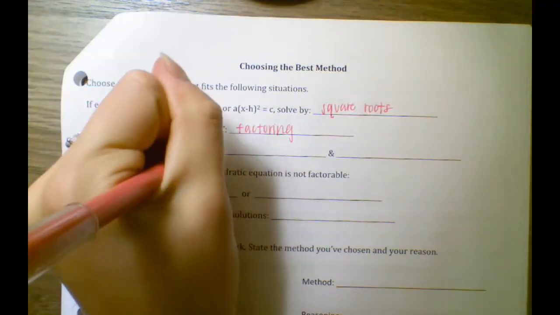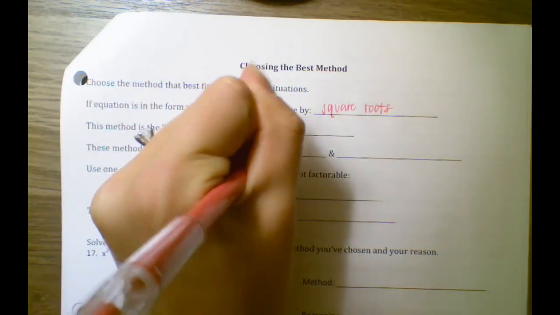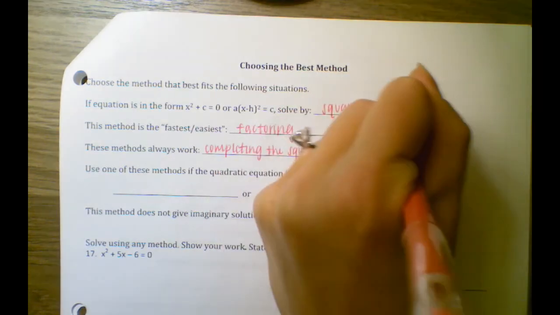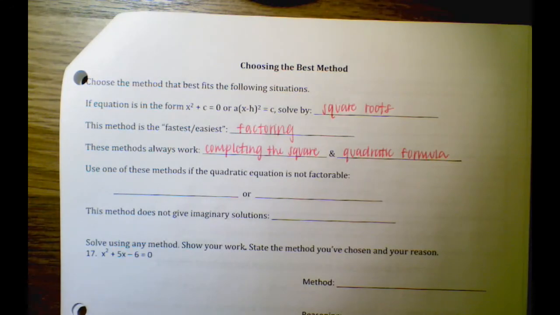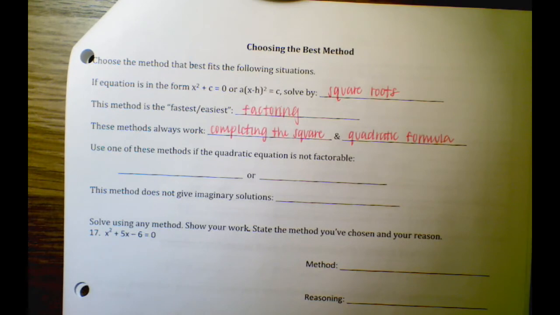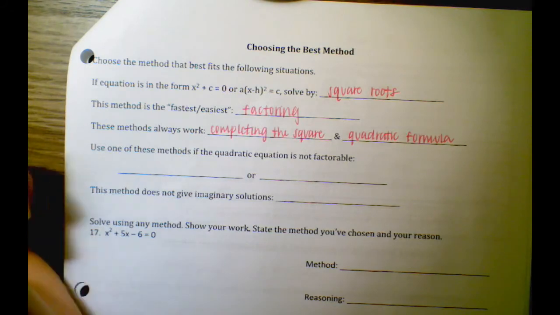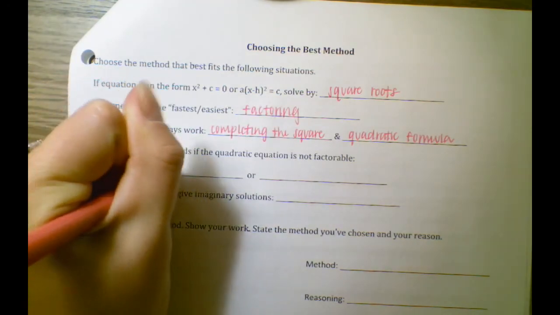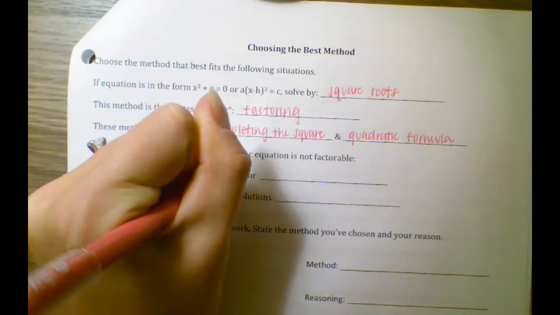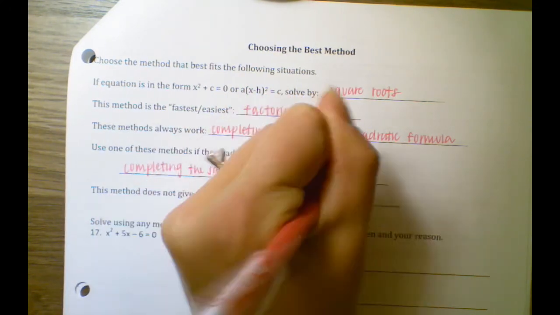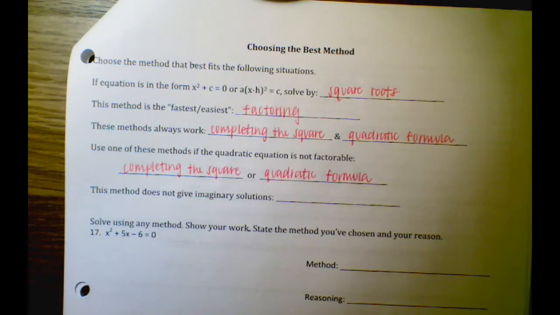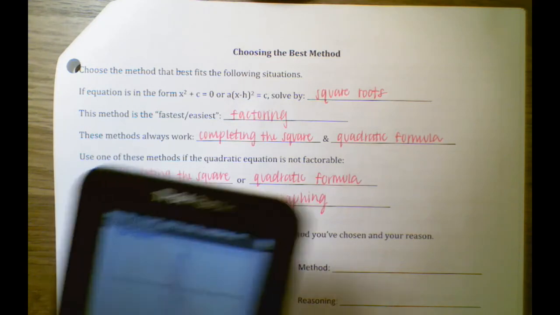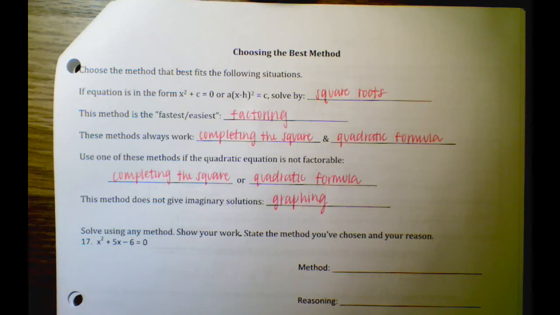These methods always work. That would be completing the square and the quadratic formula. Use one of these methods if the quadratic equation is not factorable. So if you can't factor the quadratic equation, you will have to use completing the square or the quadratic formula. So this would be both of these as well. And then this method does not give imaginary solutions. That would be graphing. We'll never find an imaginary number on a graph. We won't be able to physically find what i is on our calculator like that. So that would be graphing.